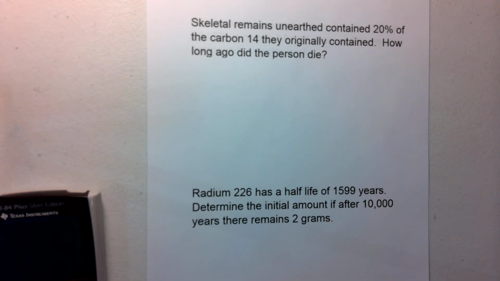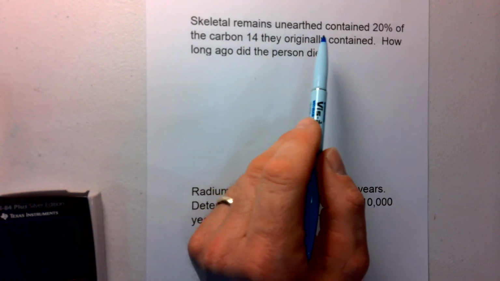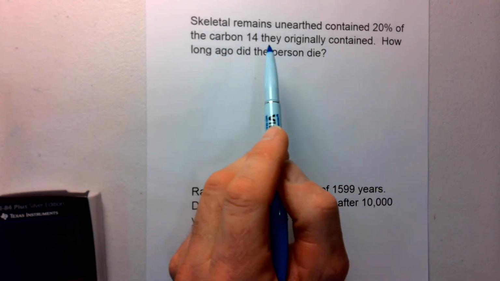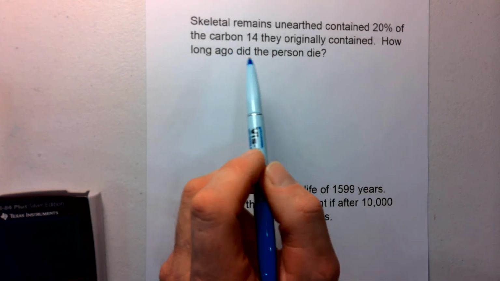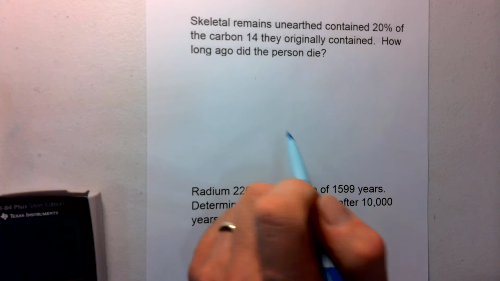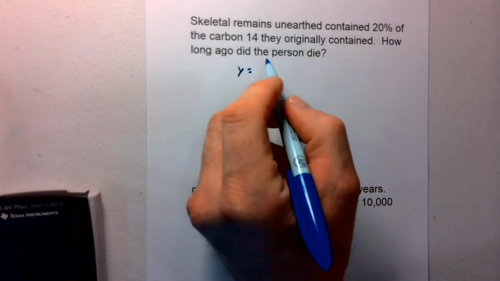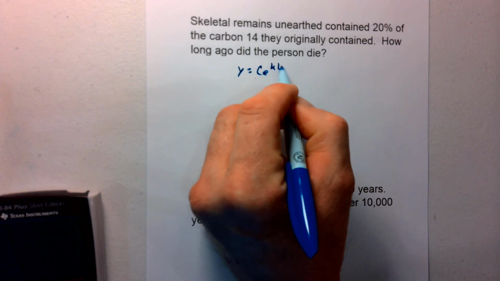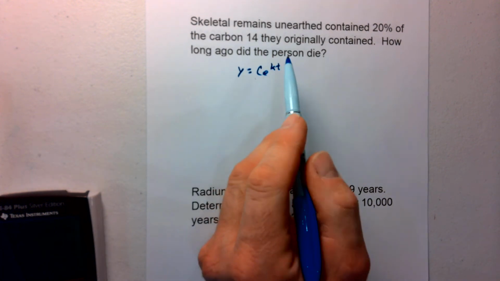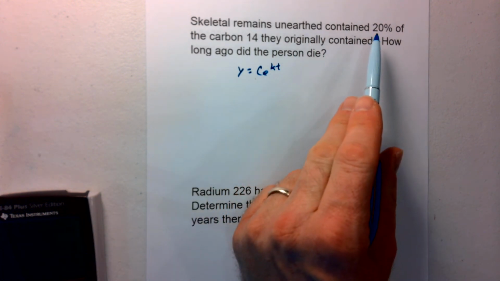Here's another one that we like to look at. Skeletal remains on Earth contain 20% of the carbon-14 they originally contained. How long ago did the person die? Oh, poor guy. So what do we know? Well, again, we know it's an exponential growth, or decay. And in this case, we know it's a decay because it's only having 20%.